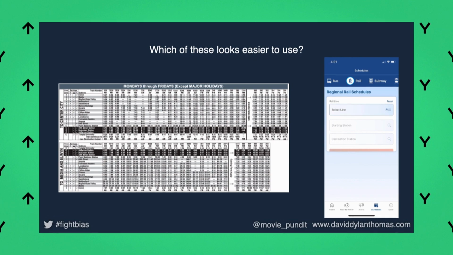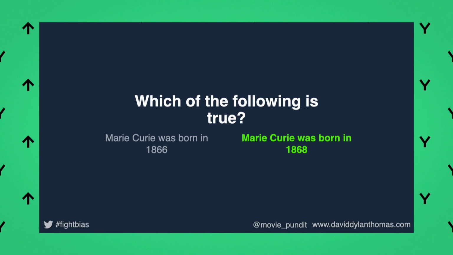Now, I can't see all of your faces, so I'm going to ask you to vote in your hearts. How many of you think that Marie Curie was born in 1866? Okay, how many of you think that Marie Curie was born in 1868? Okay, you're both wrong. She was born in 1867. But the point is, people tend to vote for 1868.